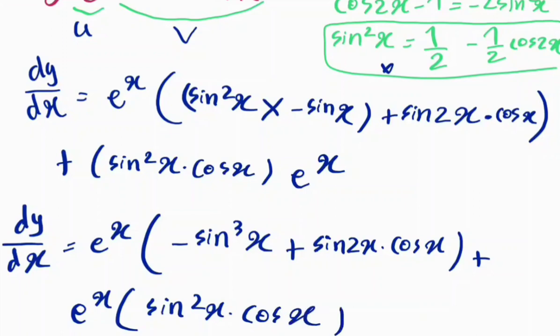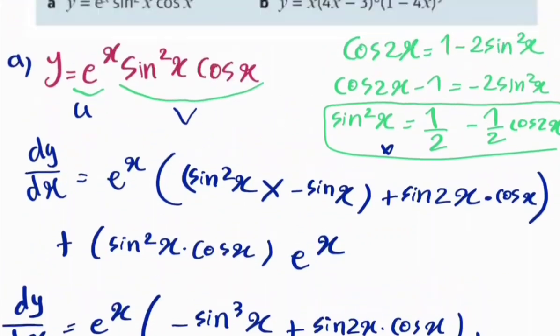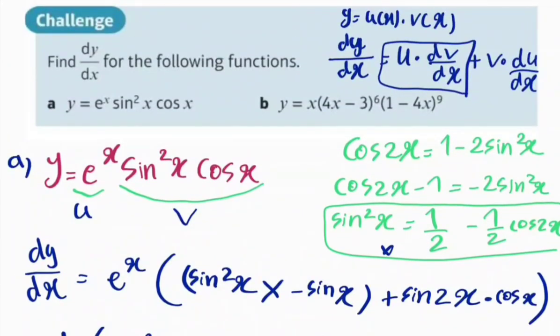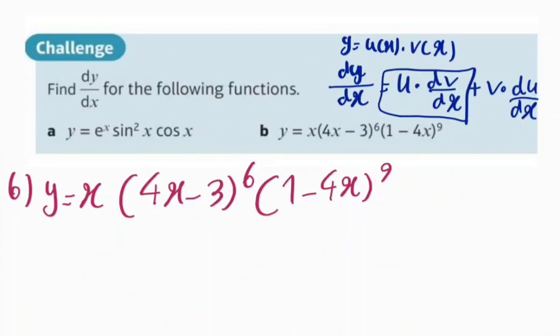You can take a factor of e to the x out. Or when you are working with functions like here, you can use the double angle formula for sine x, and then take a factor of e to the x out. So it's up to you, but I'm not going to do that because the question simply asked for the derivative, and that's it. B, we have x times 4x minus 3 to the power of 6 times 1 minus 4x to the power of 9.